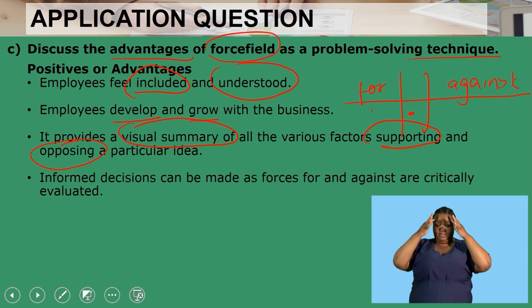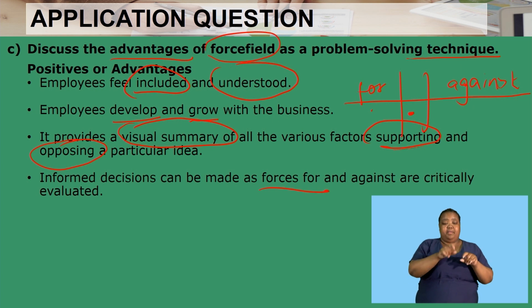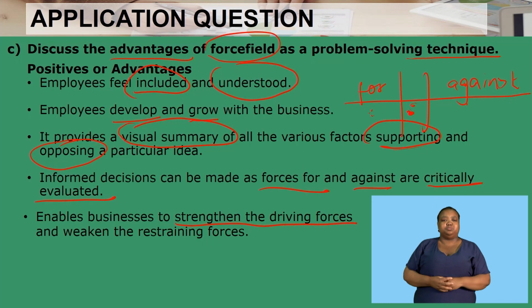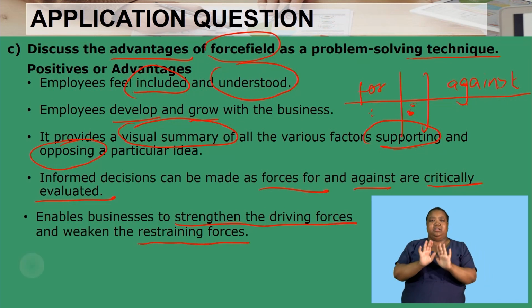Informed decisions can be made as forces for and against are critically evaluated. Remember, by critically evaluated, we are saying for this particular idea, what are the forces for it? What are the advantages of this particular idea? And what are the disadvantages of this particular idea? So we are critically evaluating that, and we are able to make informed decisions by doing all of that. So whatever idea you're going to go with, it comes from an informed mind. It enables businesses to strengthen the driving forces and weaken the restraining forces.